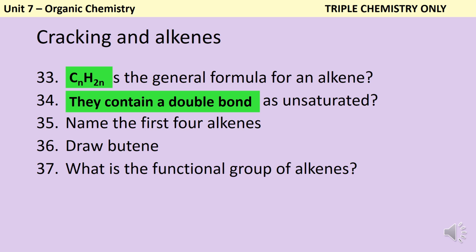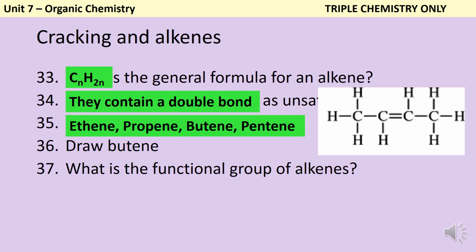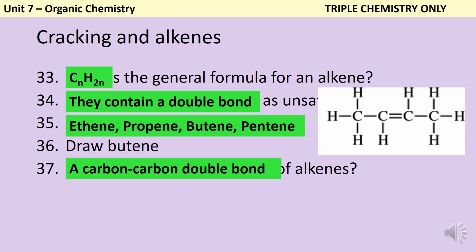The first 4 alkenes are ethene, propene, butene, and pentene. There's no methene because you can't have a carbon-carbon double bond when you only have one carbon atom. Butene looks a bit like this, so as you can see, we've got our 4 carbons, but there's only a double bond between one pair of them. So you could have that double bond on the left or the right instead, it doesn't have to be in the middle, but the important thing is there is only one double bond. And the functional group of alkenes is that carbon-carbon double bond. That's the group of atoms that gives them their characteristic chemistry.